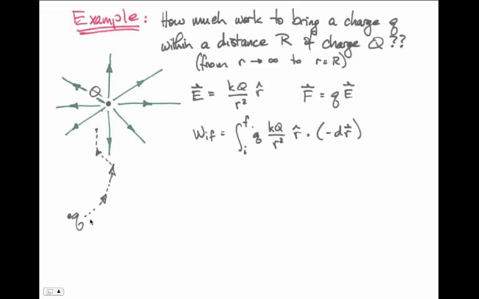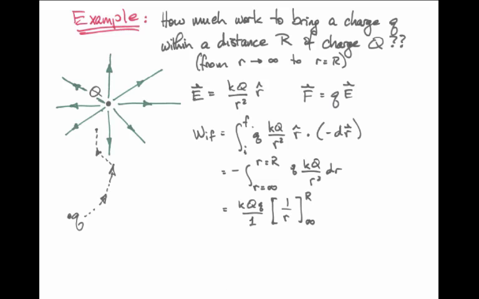Well, the displacement is moving in the negative r direction as we approach the charge capital Q. The r direction is pointing out away from capital Q. This results in an integral starting from r equals infinity up to little r equals capital R of kQ over r squared times little q times dr, and there's a minus sign in front.